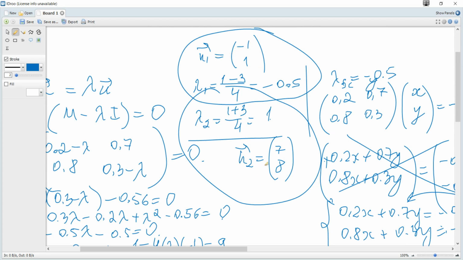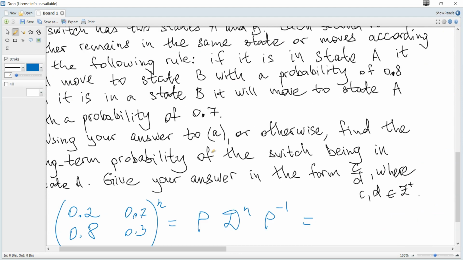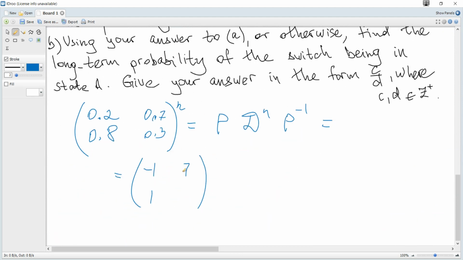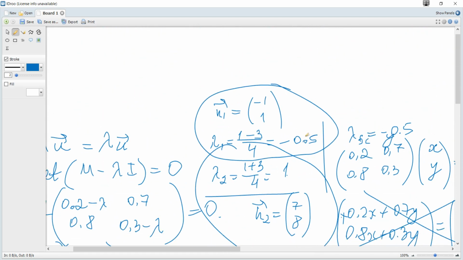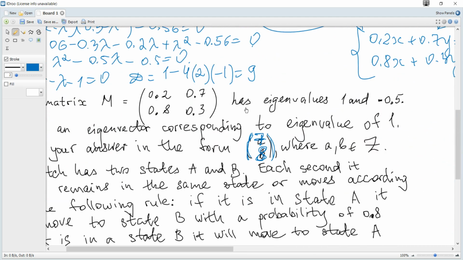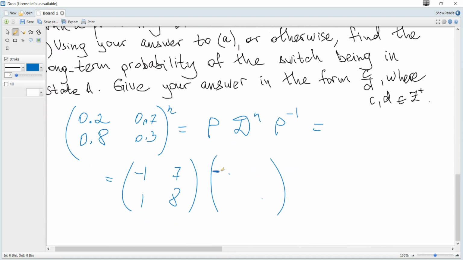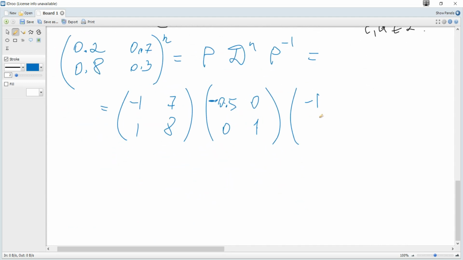and the vectors, for our notation, one is negative 1, 1, two is 7, 8. D is a matrix constructed on eigenvalues, and the values must be on the main diagonal, so this corresponding to this must be here. It's what? It's 0.5. Yes, it's 0.5 and 1 and zeros, and this matrix inverse.